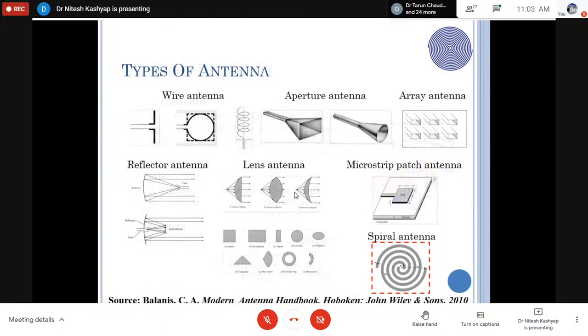So now here we can see several structures. These are basically types of antenna. In the first one there are wire antennas. Wire antennas have their own kinds, the dipole antenna and the loop antenna.